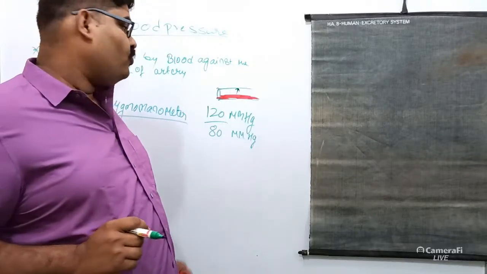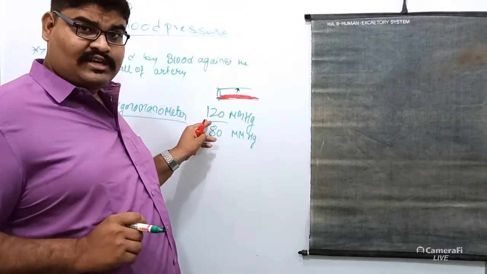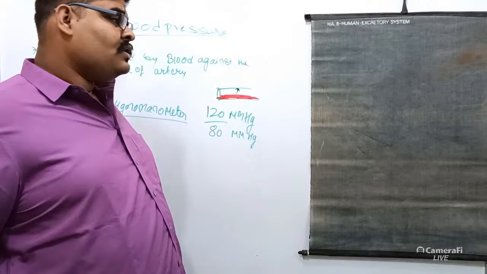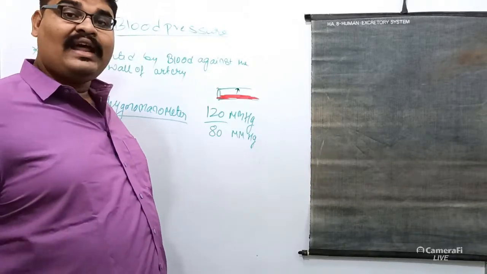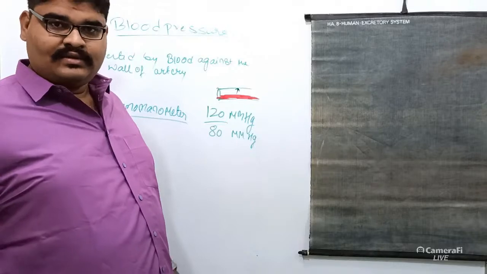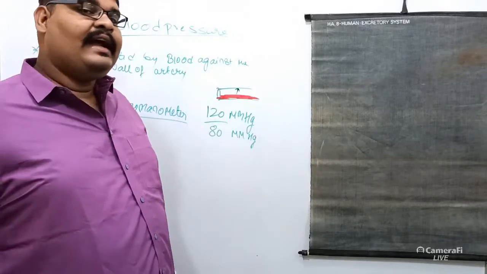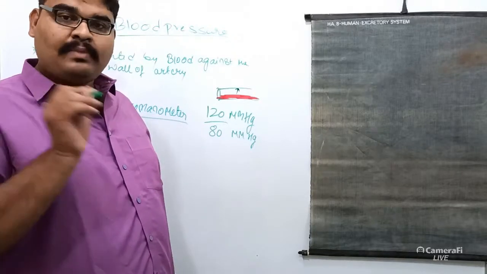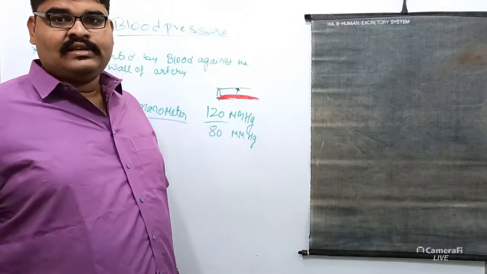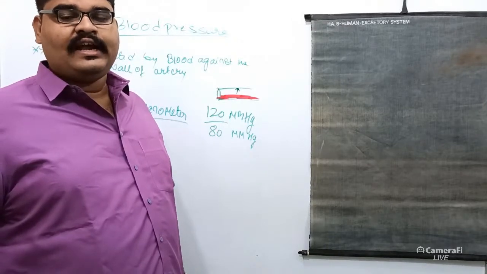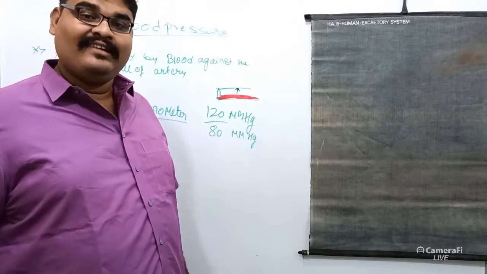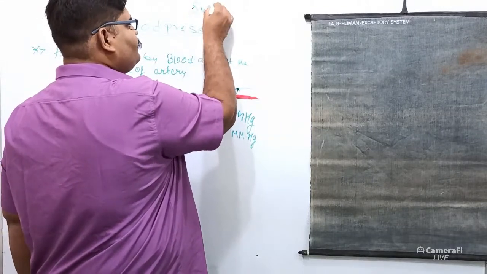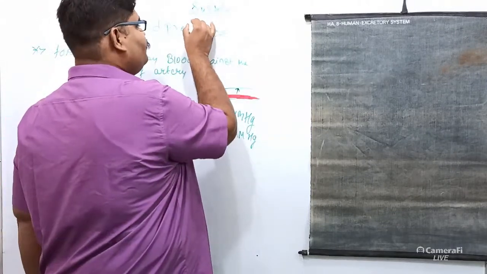Let us understand what this 120 mmHg represents, and what this 80 mmHg represents. There are two types of blood pressure: one when the heart is pumping, and another when the heart is not pumping. That is, what is the blood pressure when the heart is contracting, and what is it when the heart is relaxing? Contraction you already know is systole, and relaxation is diastole.